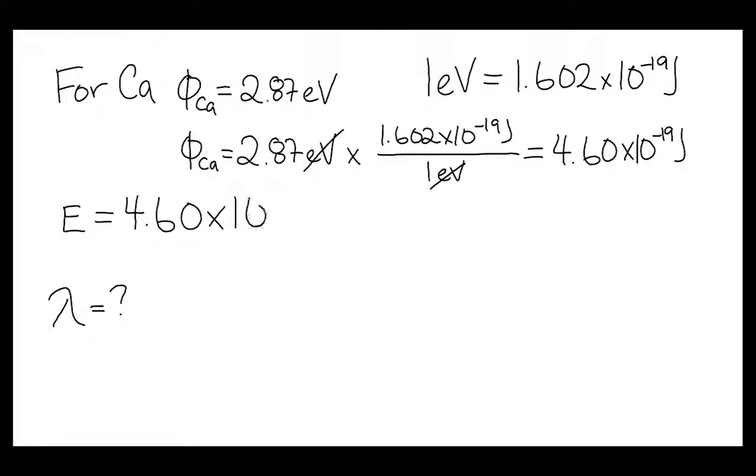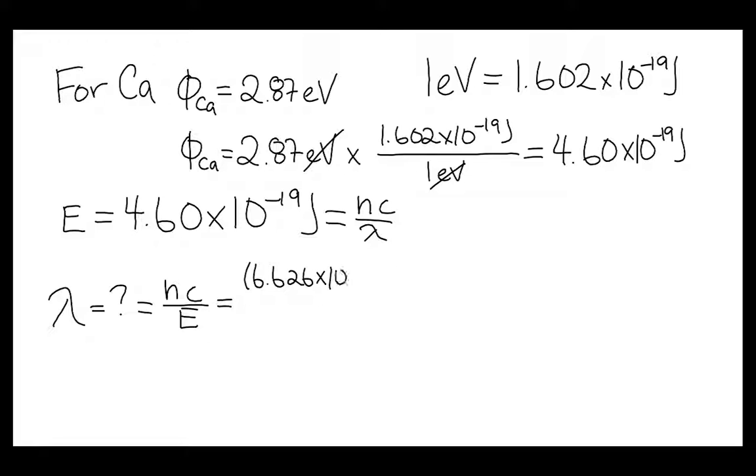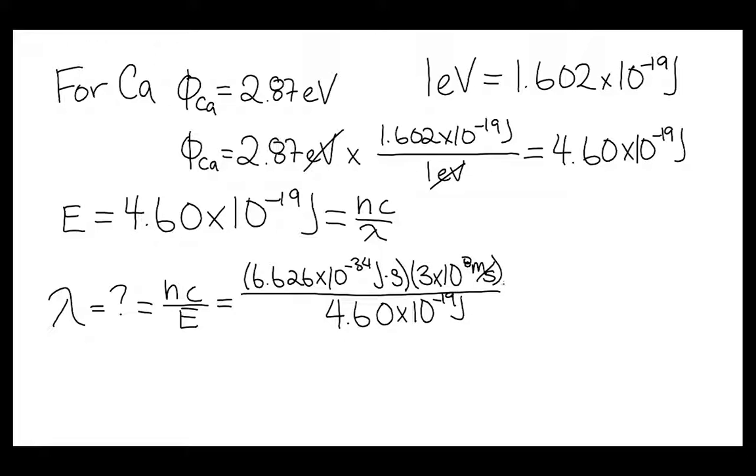we can use the equation where energy is equal to hc over lambda, where h is Planck's constant, c is the speed of light, and lambda is the wavelength. If we rearrange that equation, lambda is equal to hc over E. Planck's constant, h, is 6.626 times 10 to the negative 34 joule seconds. We'll multiply that by the speed of light, which is 3 times 10 to the 8th meters per second, and divide that by the energy we previously determined, which is 4.60 times 10 to the negative 19 joules.